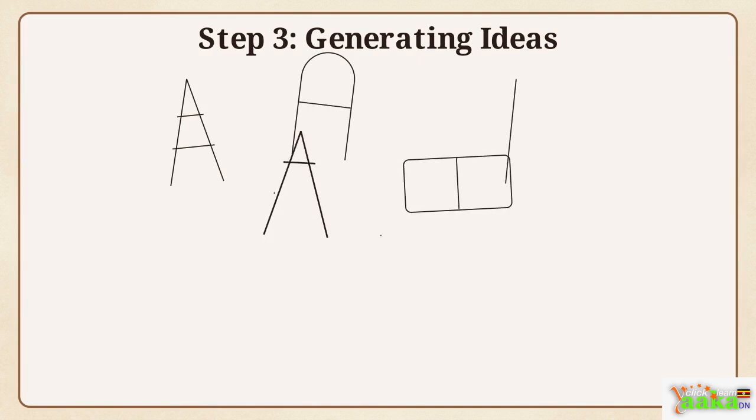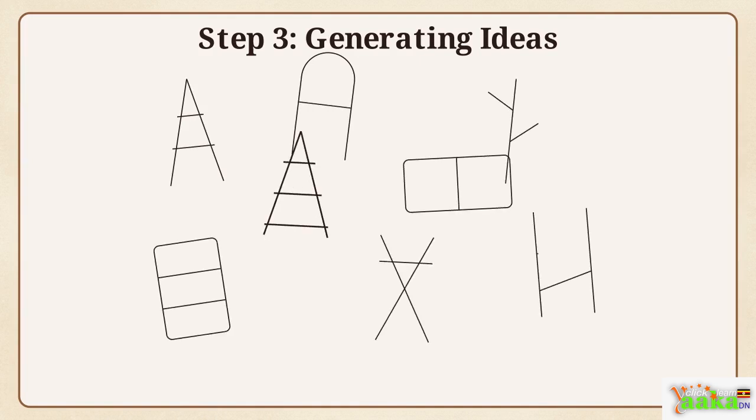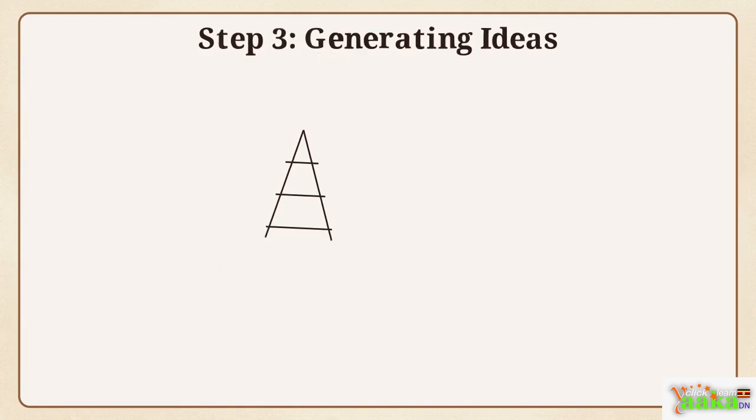Step 3 is generating ideas. At this stage, we produce dozens of quick thumbnail sketches to explore different options. We focus on getting ideas onto the page rather than making perfect art. Once you pick a direction, you move to Step 4.